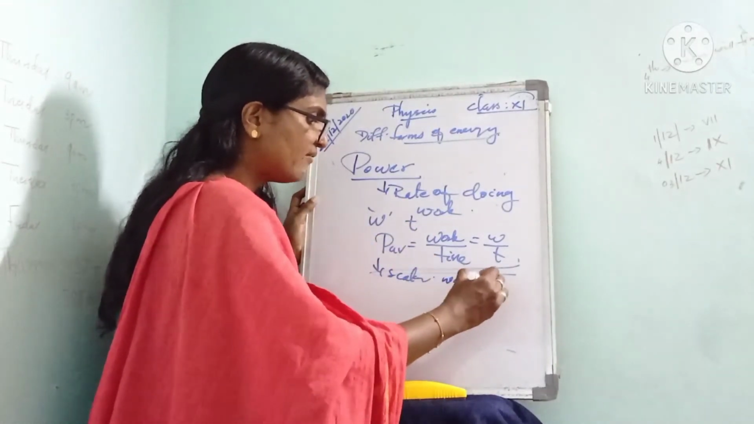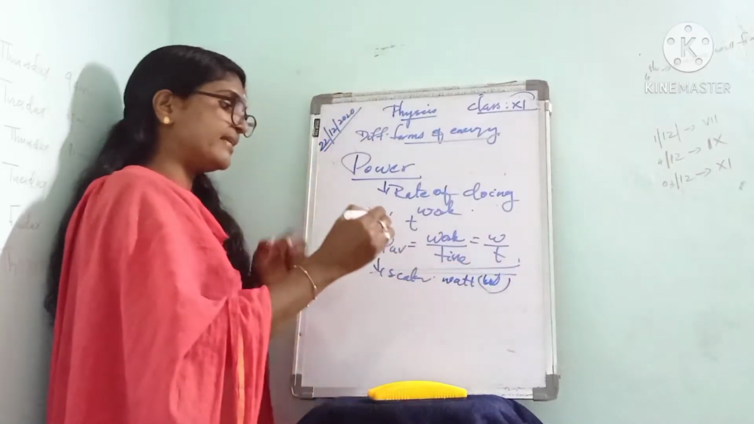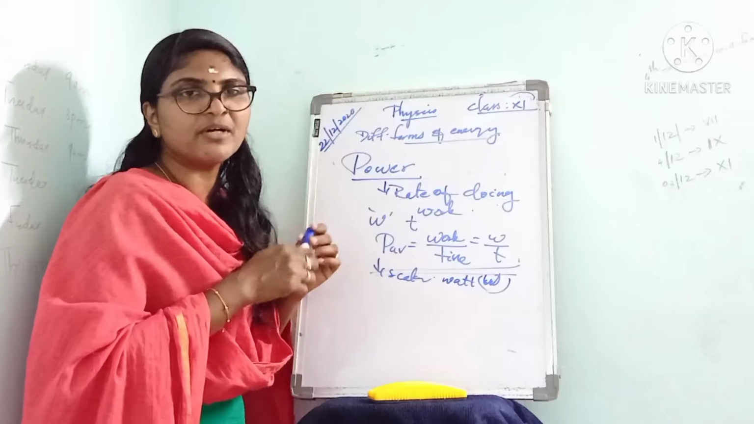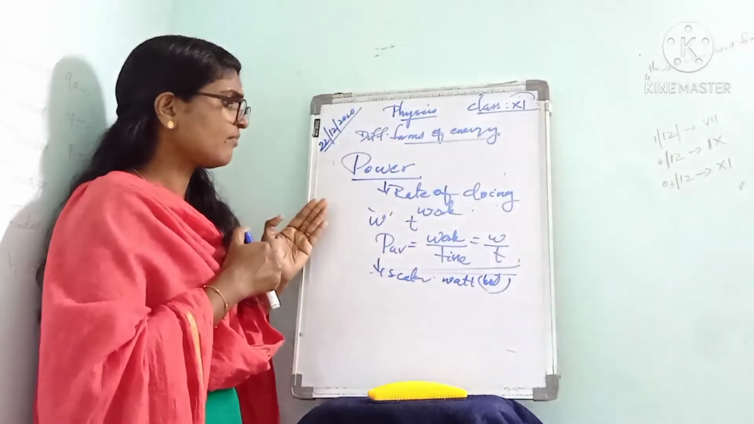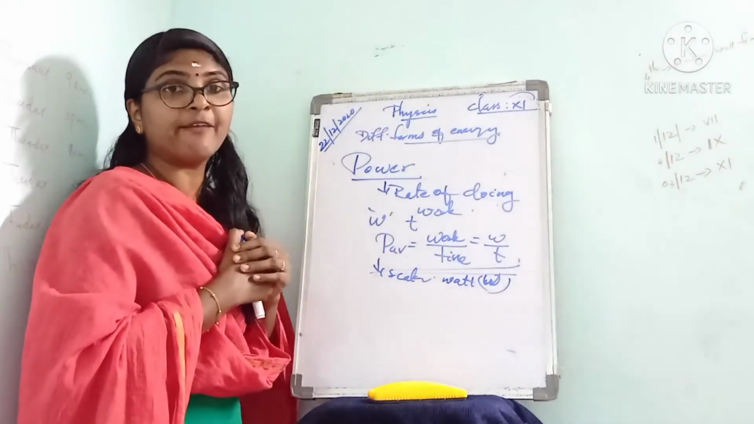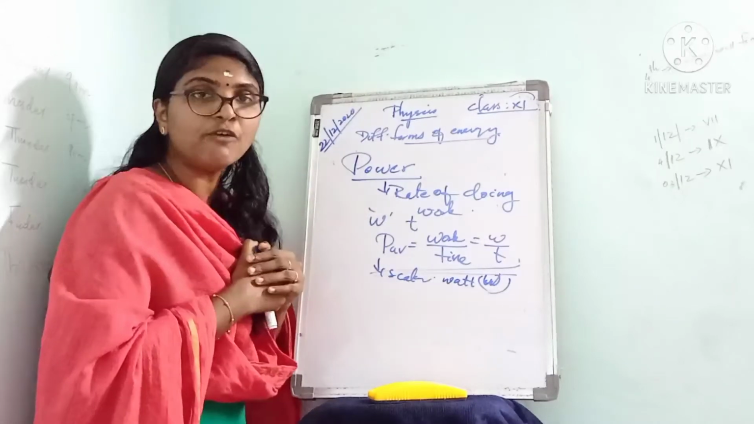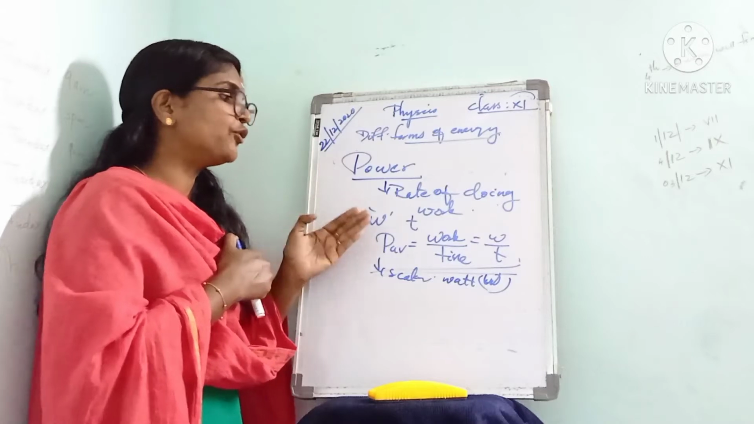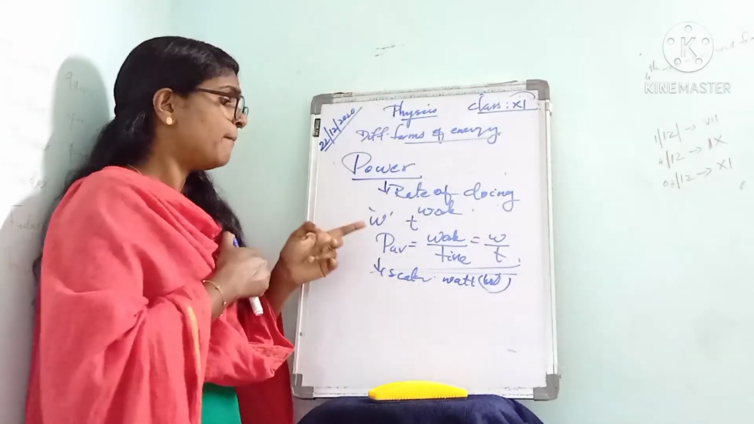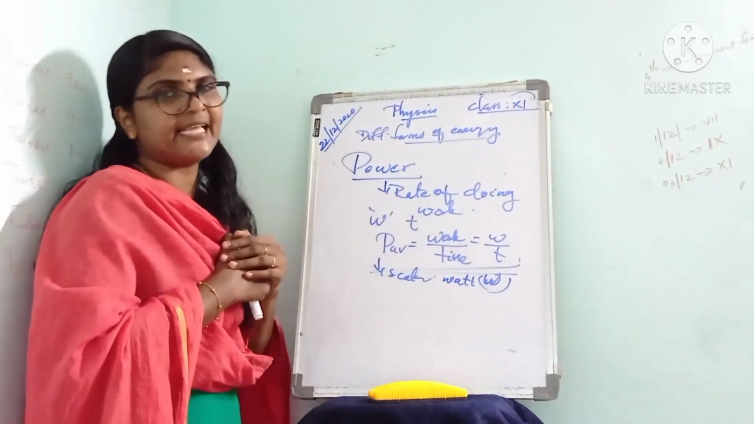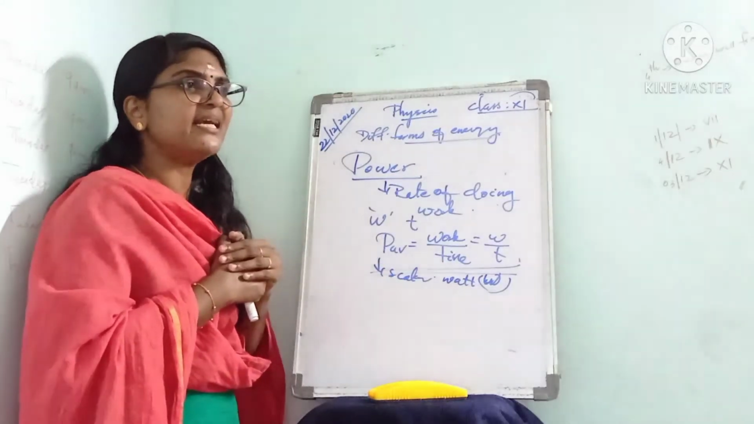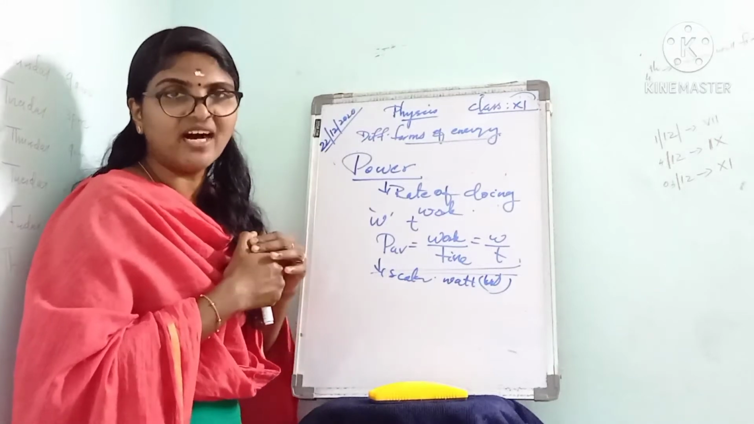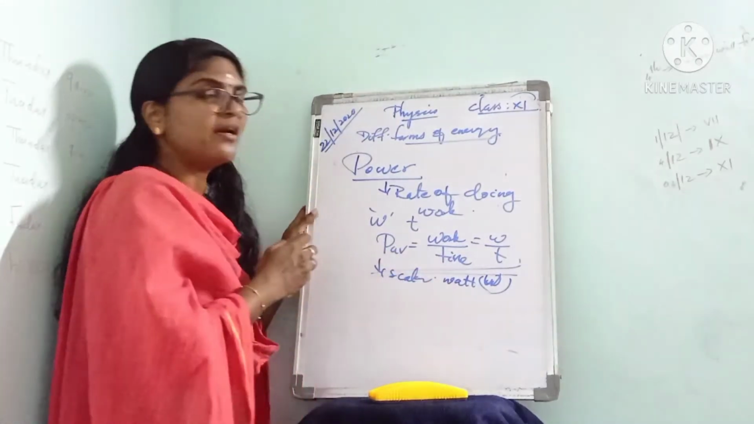What is the SI unit of power? Watt. Watt is the SI unit of power. Power is defined as the rate of doing work. Suppose an object does work W during the time T, then its average power P average is equal to W by T. Power is a scalar quantity and its SI unit is watt.